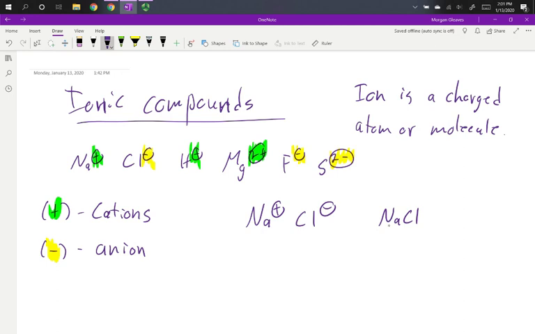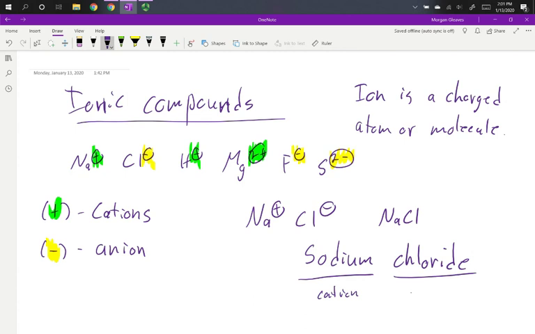Well, we always write the cation first. So when you name them, we call this sodium chloride, and we'll discuss where the chloride and things come from, but we always write the cation first and the anion second. This is also true in the formula. The cation always comes first, the anion always comes second. In fact, that's how you can identify that you have an ionic compound.